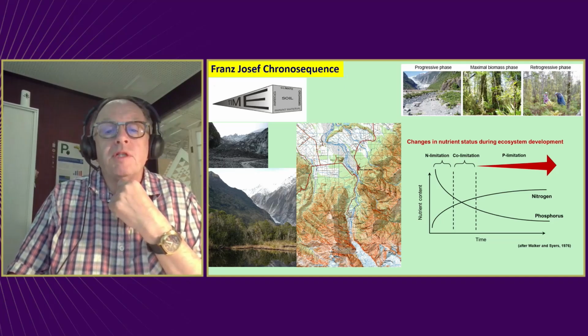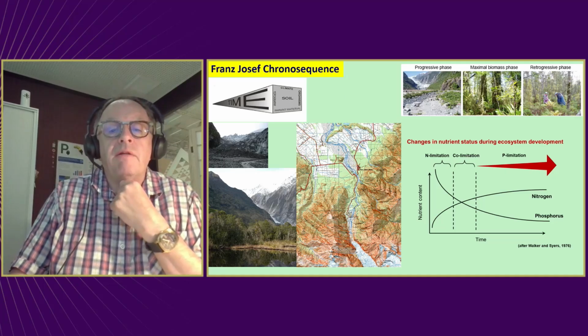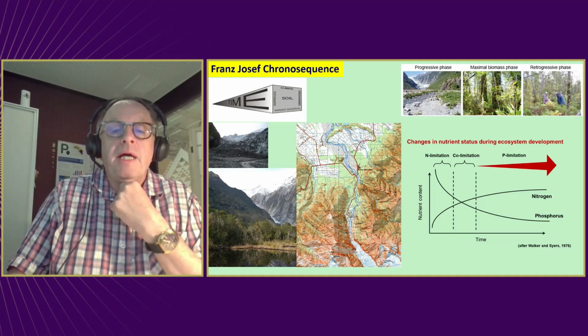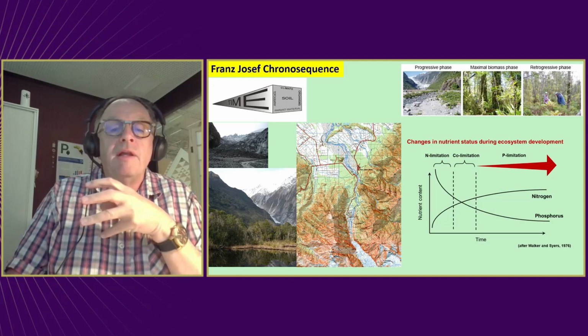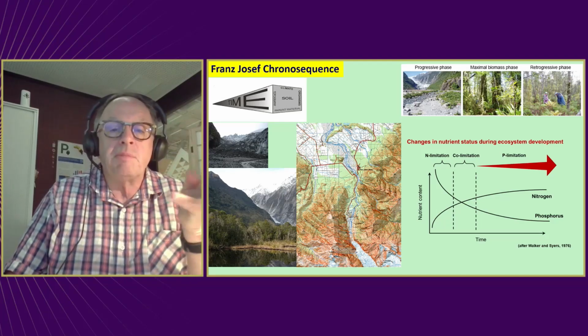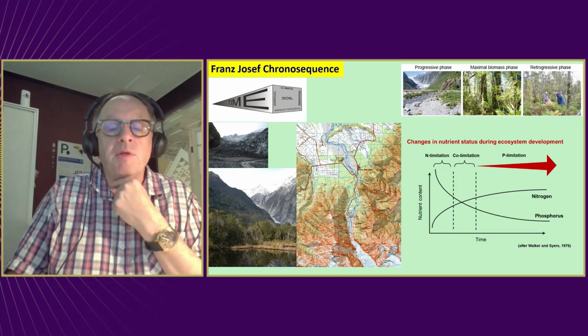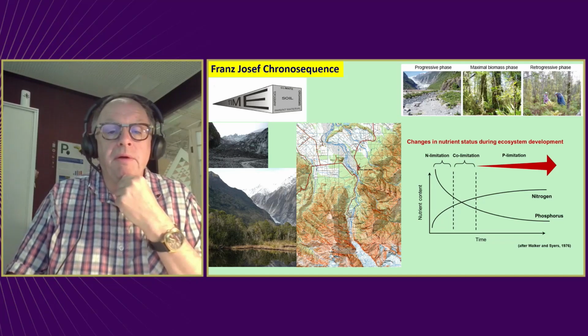One of the most studied chronosequences is on the west coast of the South Island, in Southwestland, at the Franz Josef Glacier. In the 1960s, they discovered that down the glacial valley in front of the glacier, over the course of what was originally thought to be 20,000 years, but has subsequently been redated to 120,000 years, the glacier has come down that valley and retreated over a period of time.